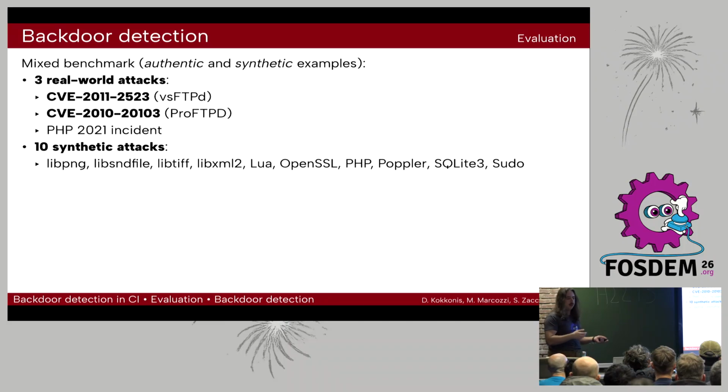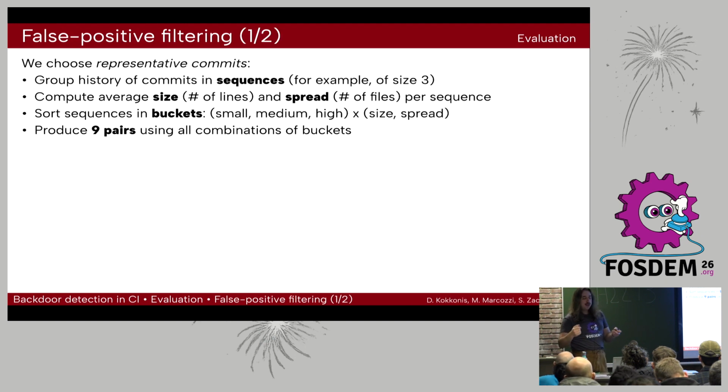So we need to evaluate this to make sure it works. So first of all, we need to evaluate whether backdoor detection has been impacted. And the way we do that is we test on 3 real-world attacks, 2 of which have CVEs attached to them, and 10 synthetic attacks where basically we created backdoors and injected them in popular open source projects. And then we also want to test false positive filtering. So we can't possibly test on every commit in the history of the repo. That's kind of too much.